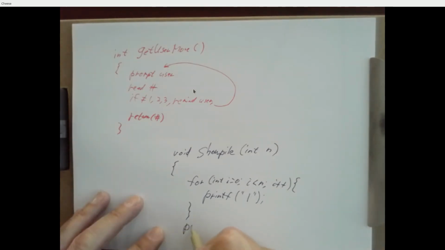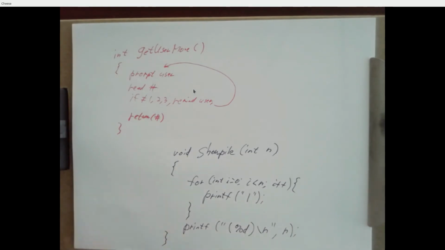And then if we want to print out the number n in parentheses, just print a parenthesis, a %d, a parenthesis, and go ahead and throw a new line there. There's the whole show pile function. You don't have to write it like this. There's other ways you can write it. You want to put some comments in here. We'll talk about that in a second. But there's my show pile function.